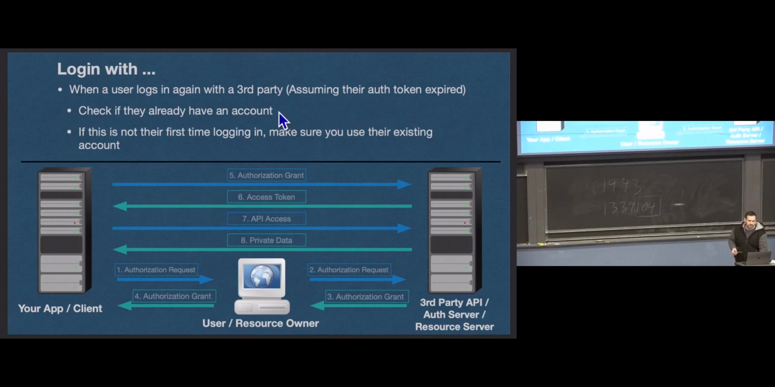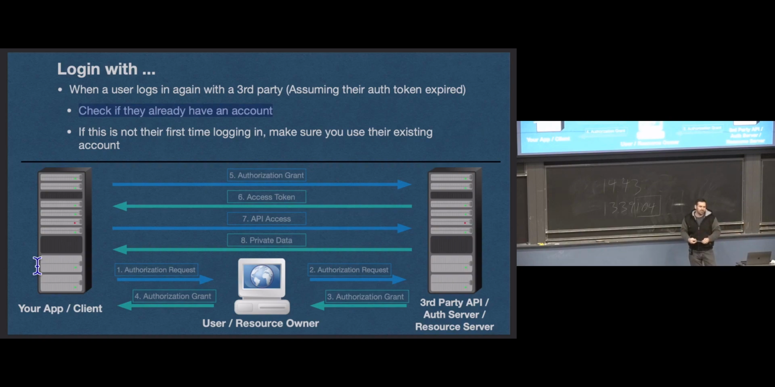Now, when somebody's logging in, you should also check if they've already logged in. If they already have an account and they're logging in for the second time, once you go through the whole process, you go to the API, you get their email address, look up that email address in your database and see if they've already logged in. Don't destroy their whole account and create a new one every time.